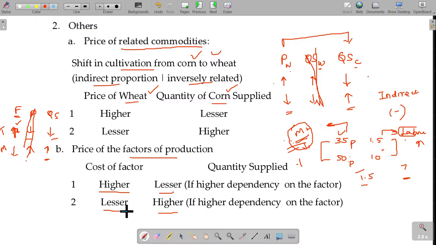To get more profit, I will supply more. So these two will have an inverse relationship. How will the relationship be? Inverse. If there is a higher dependency on a factor, say printing is always dependent on the machines only, and that machine is now cheaper, and the ink, toner, whatever it may be, refilling is also cheaper. So the factors of production are cheaper, I am getting more profit, I am willing to supply more. And in the reverse case, vice versa. So, the price of the factors of production.